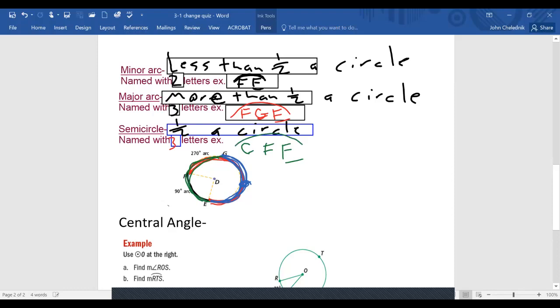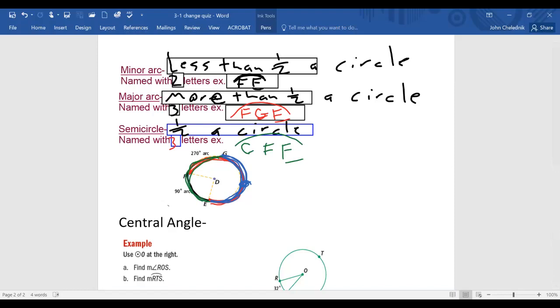Okay. And by the way, arc EF is the same as arc FE. Same thing. Arc EGF is the same as arc FGE, and arc EFG is the same as arc GFE. Okay. It means the same thing. The order of those letters isn't important.